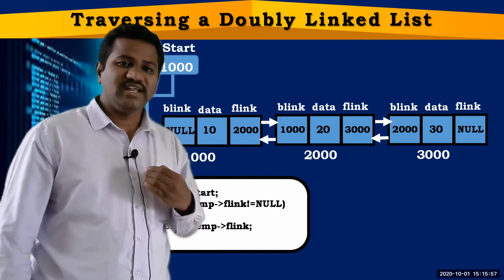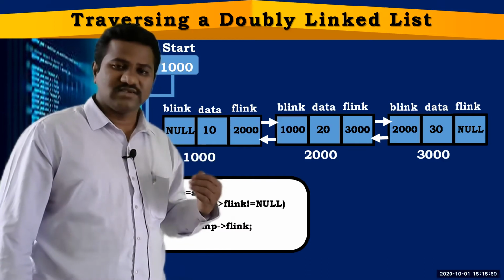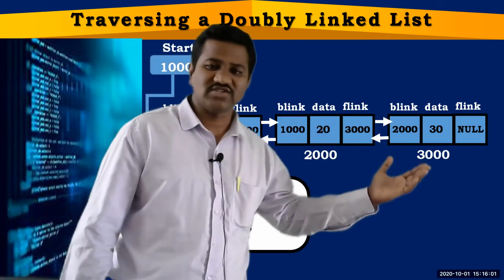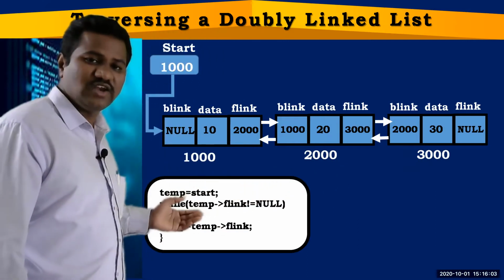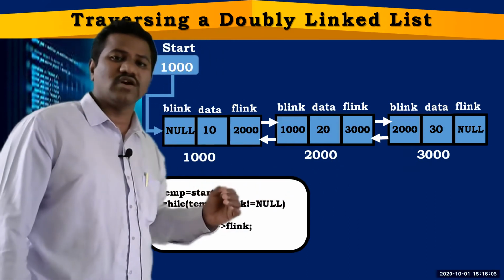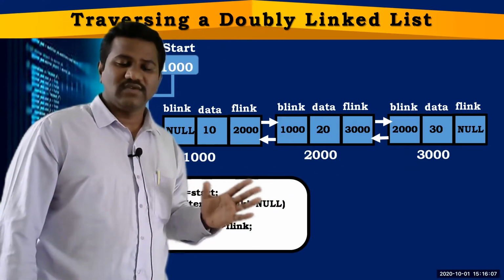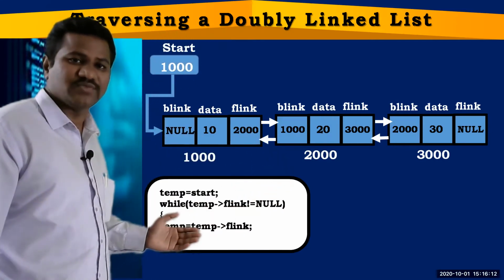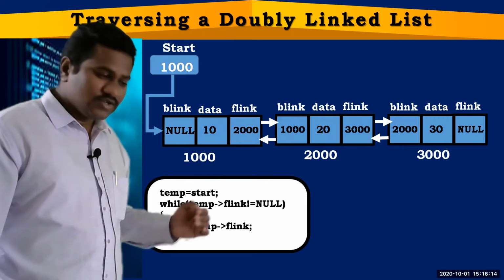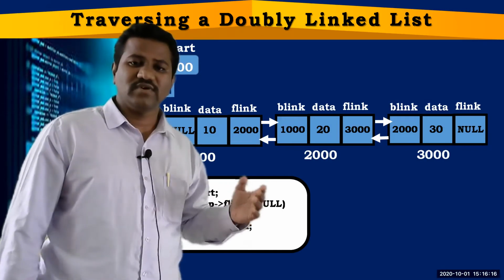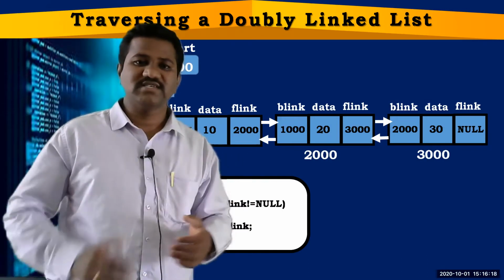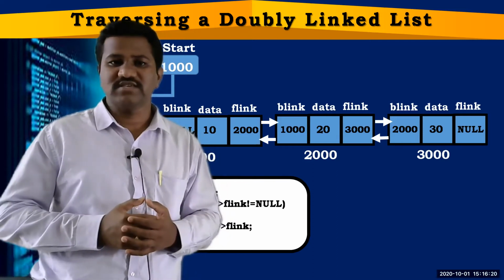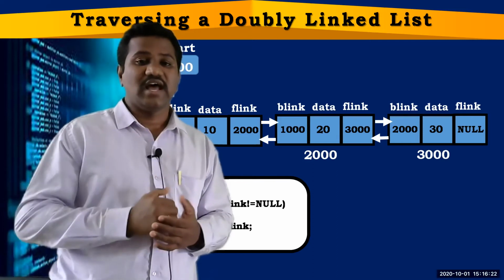So my intention is that I need to traverse from first node to last node. So that's the reason inside this while loop, I've taken a condition that temp forward link not equal to null. If that condition is true, then only we need to move forward with the help of this instruction. So if temp forward link contains null, the while loop condition is going to be false. Then we can say that that was the last node.